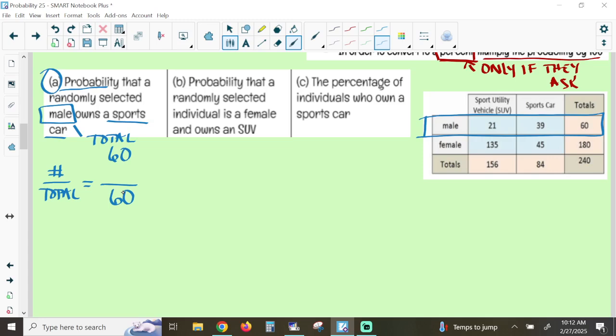So what is the number we're talking about? We're talking about sports car people, right? So this is going to be our sports car people on the top. Who are our sports car people? 39, 45, or 84? 39. So it's going to be 39 out of 60. Is that a number between 0 and 1?